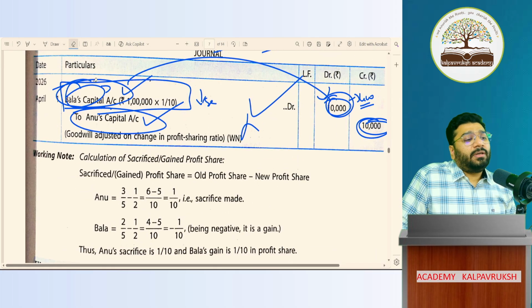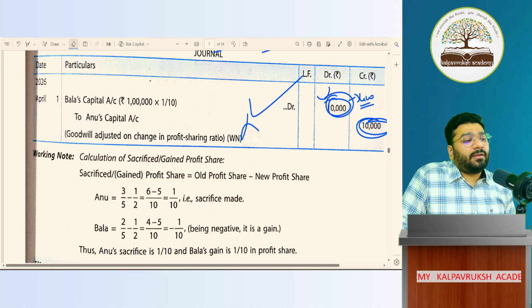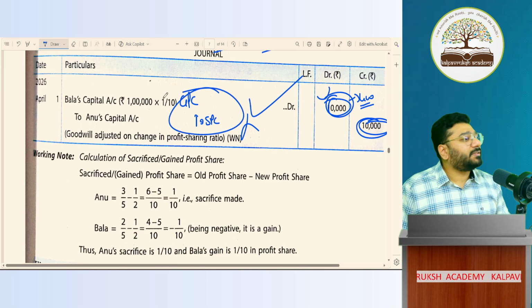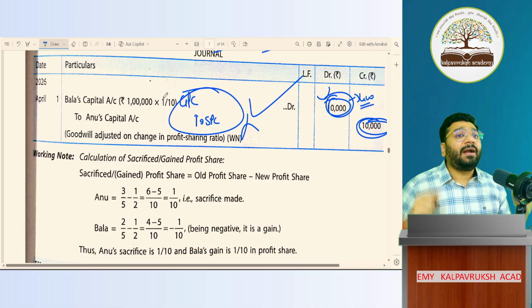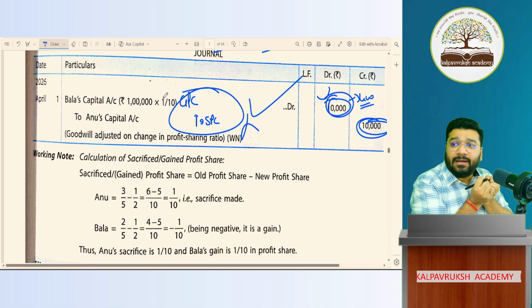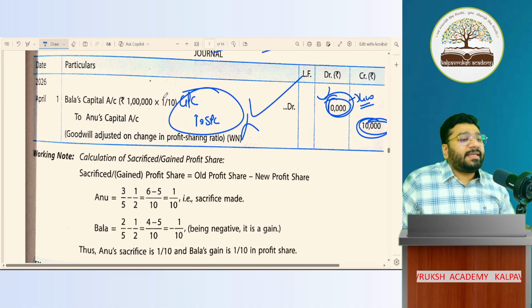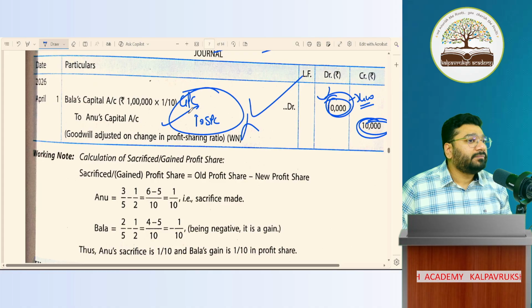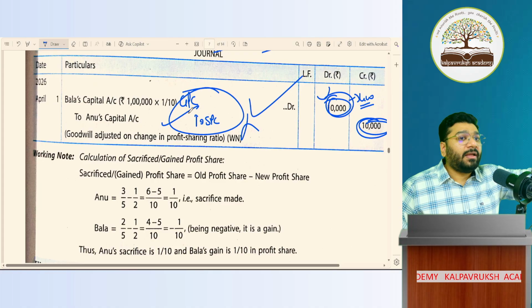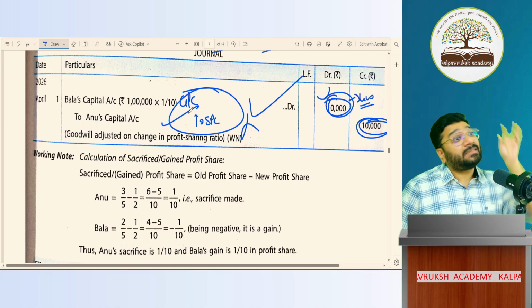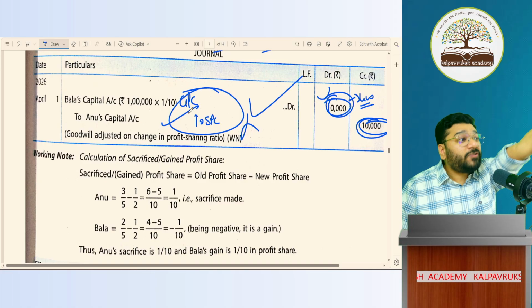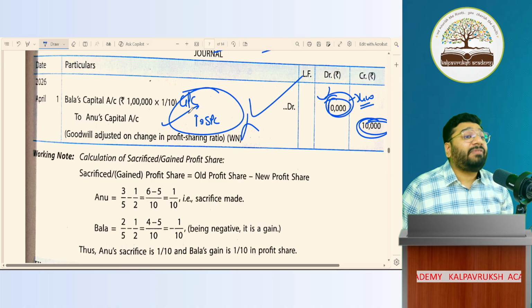Sir, in this, will the entry always be gaining partner's capital account debit to sacrificing partner? The answer is yes, always. Because gaining partner like Bala is going to get the future profit. Whose profit? Sacrificing partner's profit. So now the firm has to recover the money from the gaining partner and give it to the sacrificing partner. Gaining partner like Bala will get extra profit in future, which is not belonging to him. So you have to recover that money today and give it to whom? Sacrificing partner. So always the entry is going to be gaining partner to sacrificing partner.